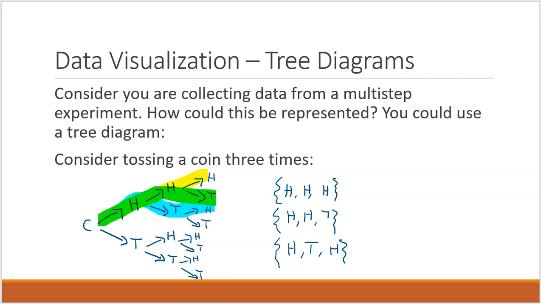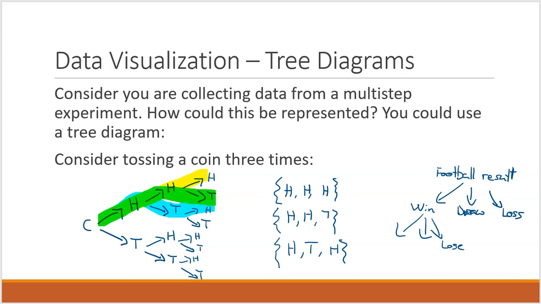Now the tree diagram itself doesn't always have to have 2 options. It could have 3 options. So consider a football game. You could have win, draw, and loss. And if you wanted to go on, you could keep branching it down. So you could win, win, or win, lose, or win, draw. A tree diagram is really great in showing multi-stage experiments and all the different likely outcomes that could occur. It's a lot more intuitive to look at the tree diagram than to look at a number of different sets of data.